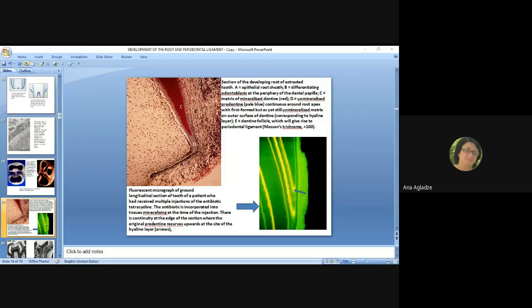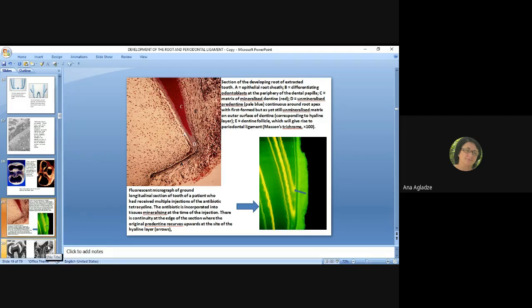Yes, tetracycline. The antibiotic is incorporated into tissues, mineralized at the time of the injection, and there is continuity at the edge here. You can see in the section where the original predentin recurs upward at the side of the hyaline layer. And now this is the Y-shaped structure and incorporation of tetracycline.